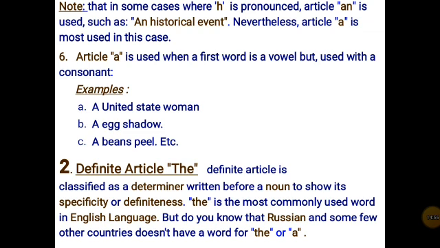Now, the same thing applies to B and C, which says a egg shadow. Now, egg though is a vowel letter, but it started with a. The word next to it is a consonant word, therefore it automatically takes article A as the determiner. The same thing applies to example C, a beans peel.